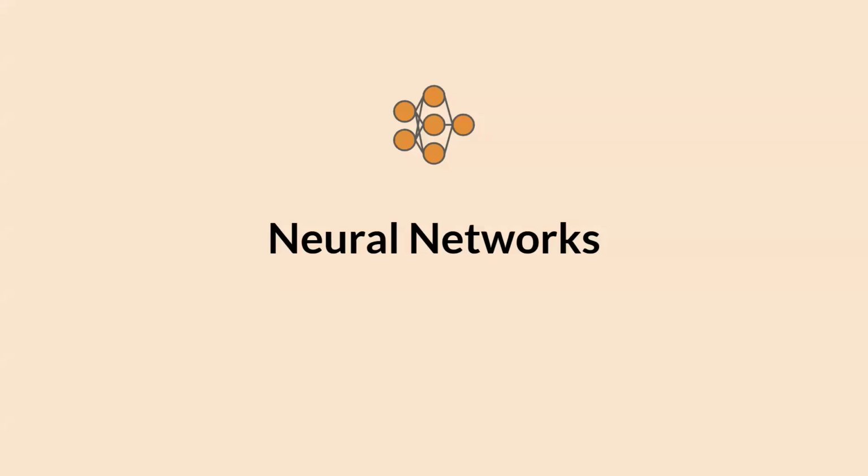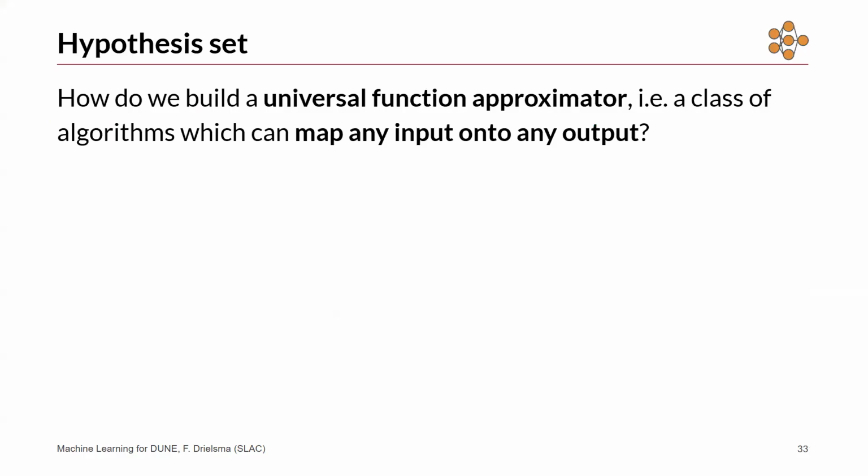Okay, so now I'm going to talk about neural networks specifically. And so the reason I'm talking about neural networks is that I've talked about hypothesis set, and that's basically the set of functions you want to try out to map a certain input onto a certain output. And ideally, what you really want is a universal function approximator.